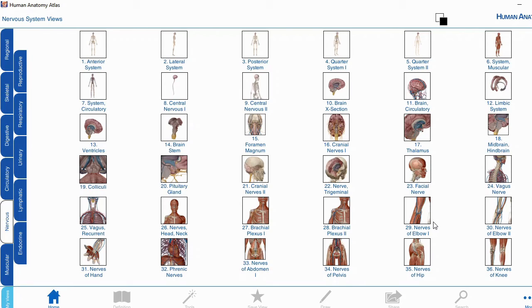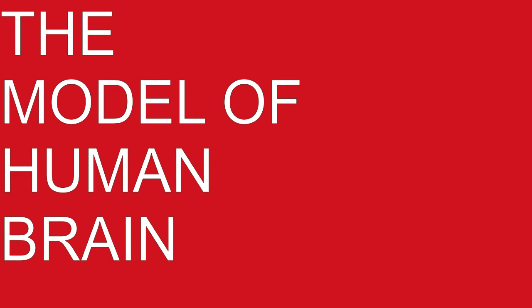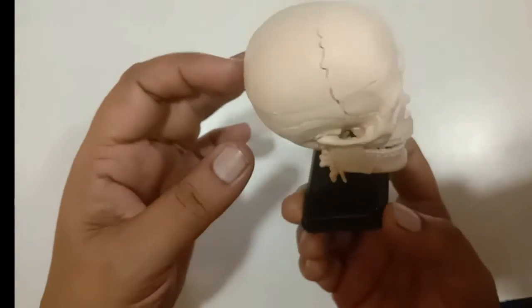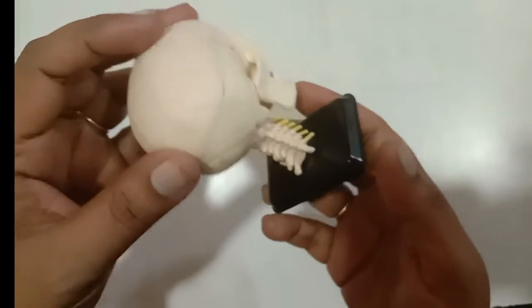Now I want to show you one very interesting model. Actually, in our school there are so many models for the brain. A large brain is also there, but due to lockdown we couldn't access them, and that is why I have one very small but very good model for the central nervous system. Let us see this model, the model of the skull and the spinal cord, the human central nervous system.